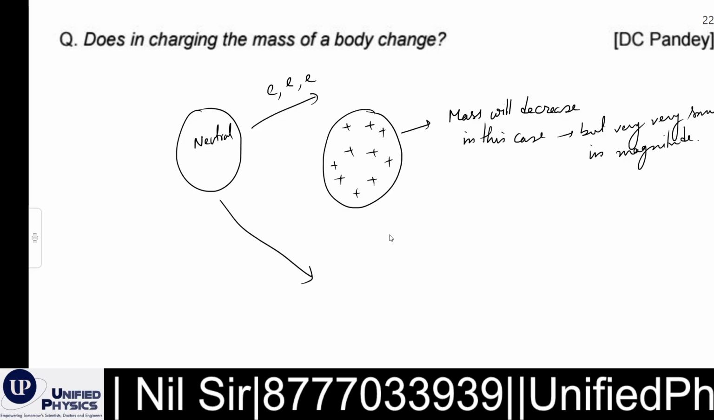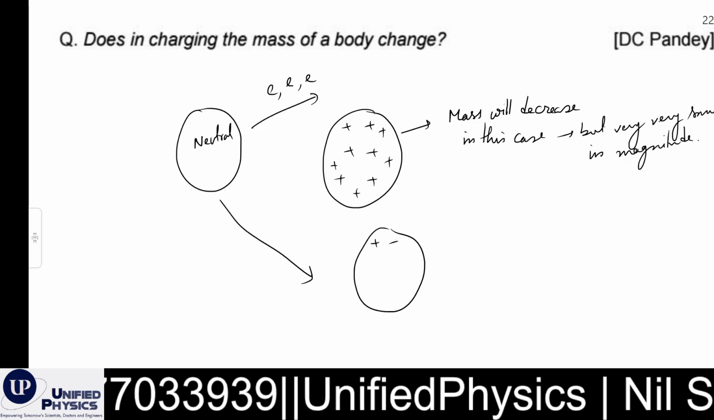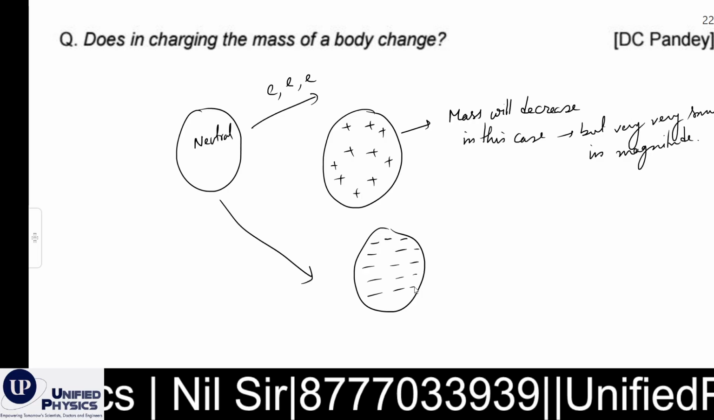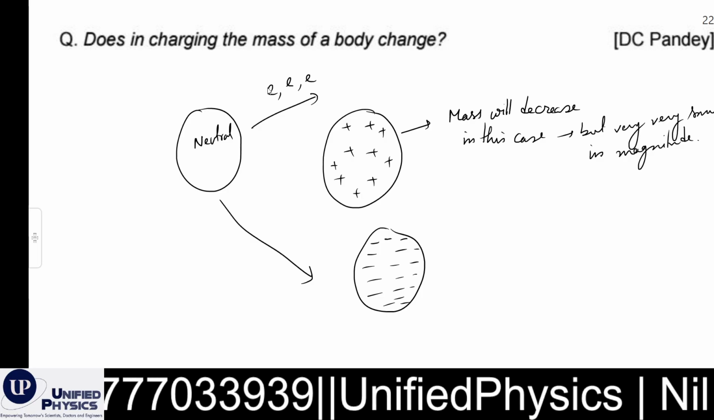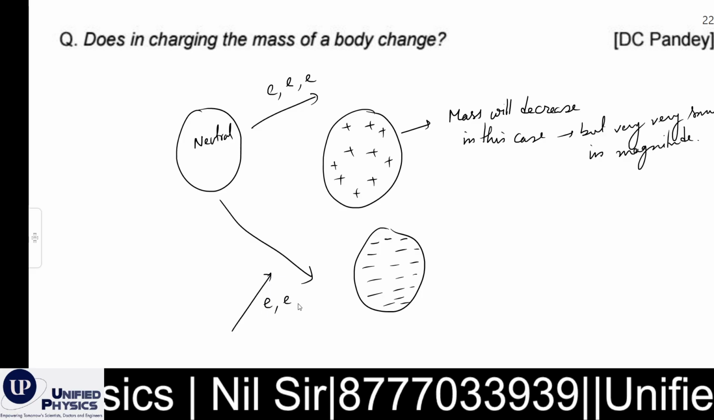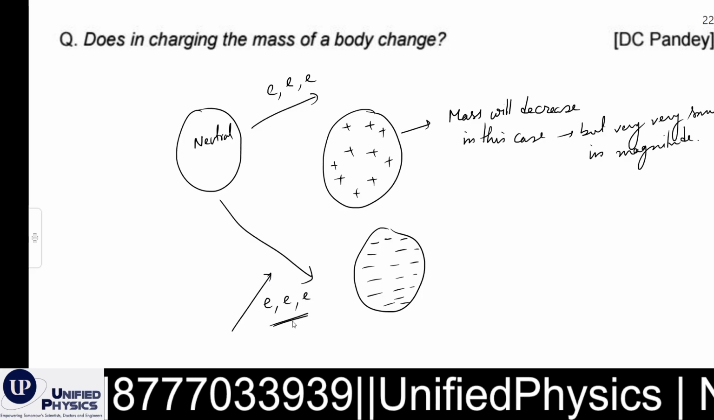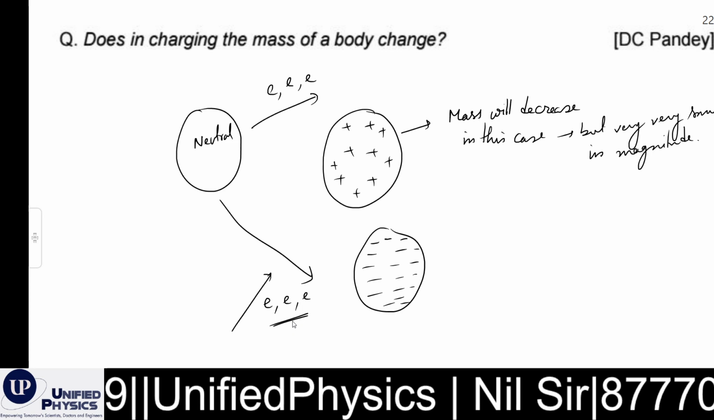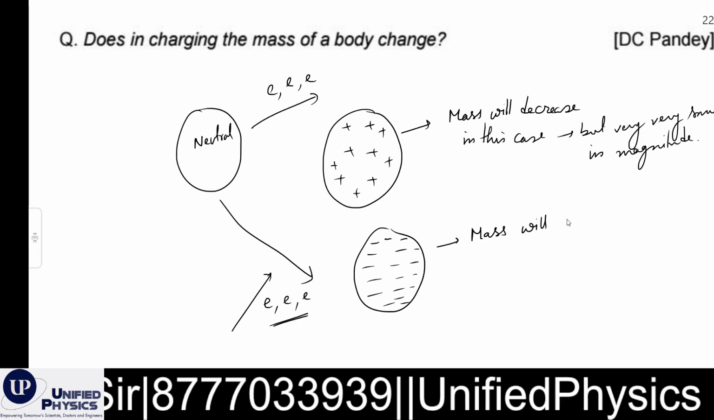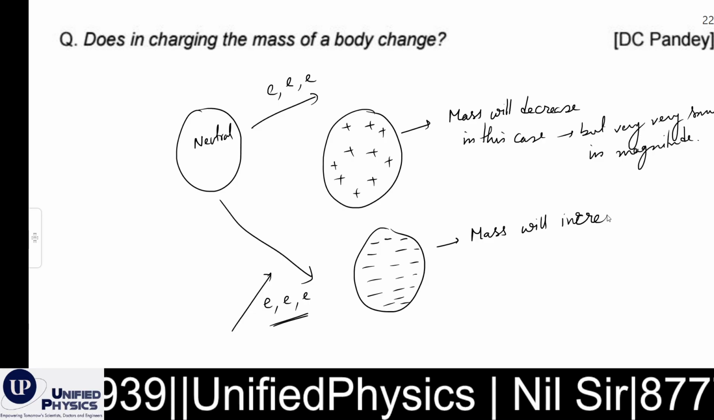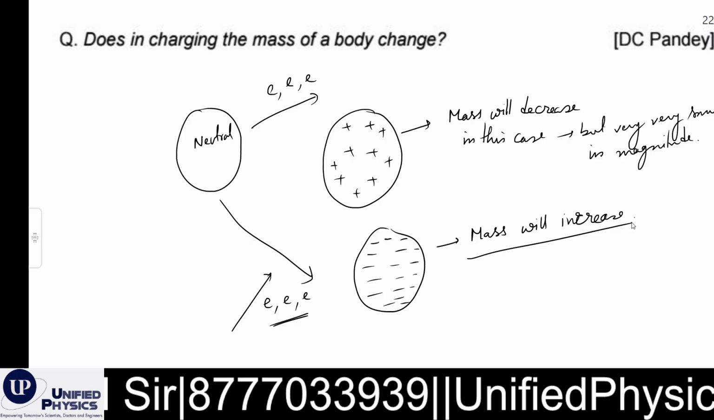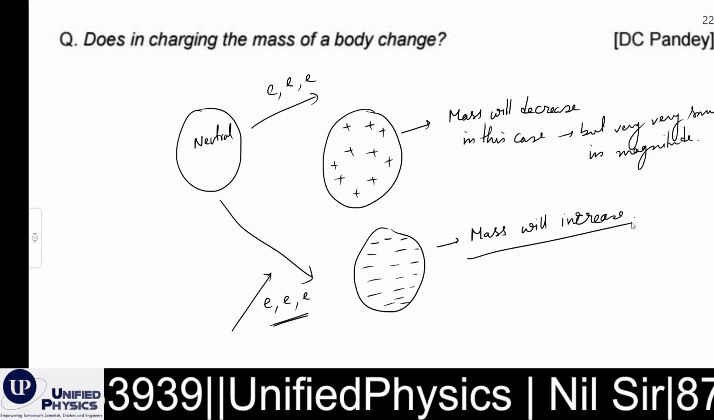Similarly, if the body is negatively charged, that means accumulation of charge. So that means here you basically give charges to this body, electrons basically দিয়েছো, provide করেছো, you have provided some electrons to this body, and in this case mass will increase. Okay, in this case mass will increase. But obviously very small in amount.